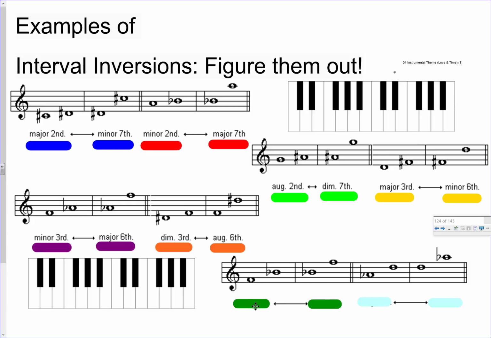And looking at our dark green, we have an F up to a B flat, perfect fourth, and a B flat up to an F is a P5. And the last example, A flat to a D, there's our tritone, it's written as an augmented fourth, and then a D up to an A flat is written as a diminished fifth.